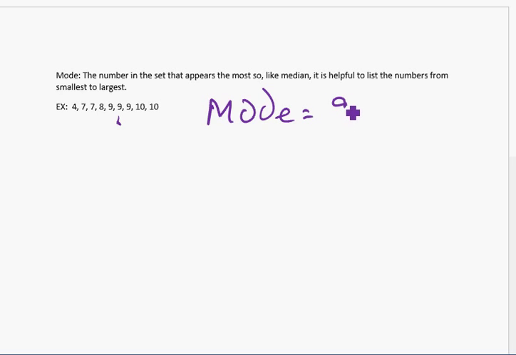The mode is 9. It appears 3 times. There's one mode, it is 9, it appears 3 times. So what if we did our data set like this? 4, 7, 7, 8, 9. We only had 2 9s, and 10 and 10.